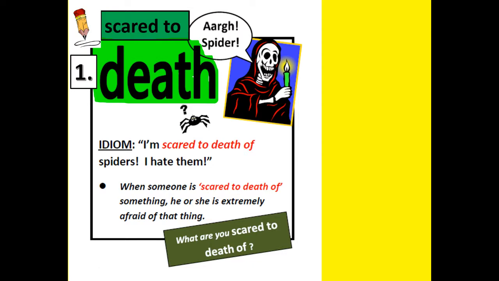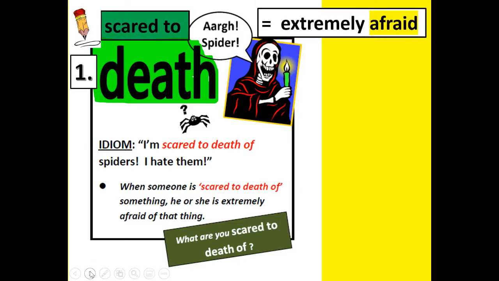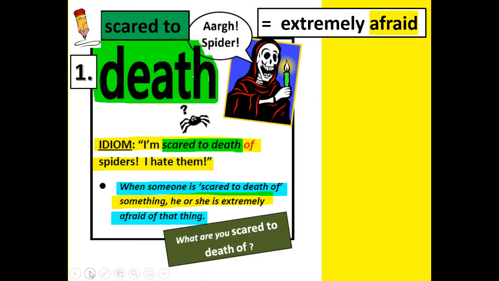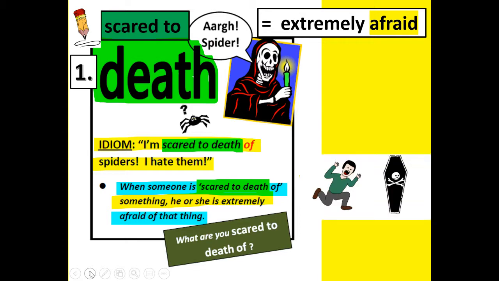And what does scared to death mean? Let's read it. Extremely afraid. So in the first column, write scared to death. And a synonym could be extremely afraid, or just write afraid. Scared to death means you're very afraid or extremely afraid. I'm scared to death of spiders. I hate them. When someone is scared to death of something, he or she is extremely afraid of that thing. Scared to death.